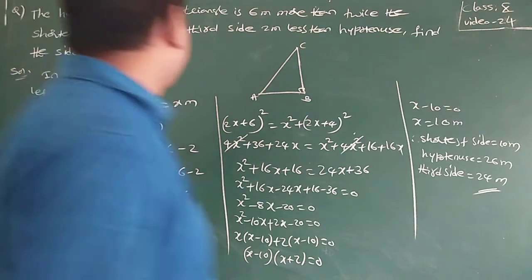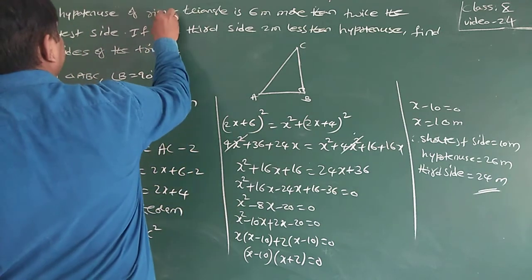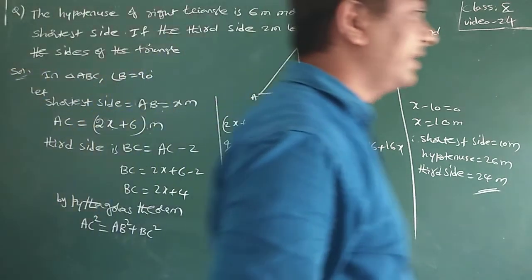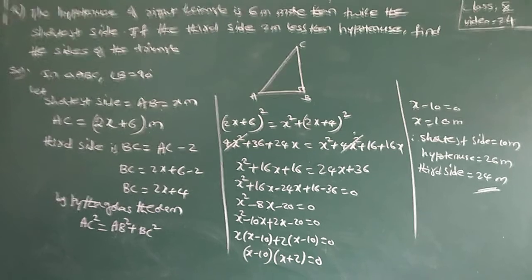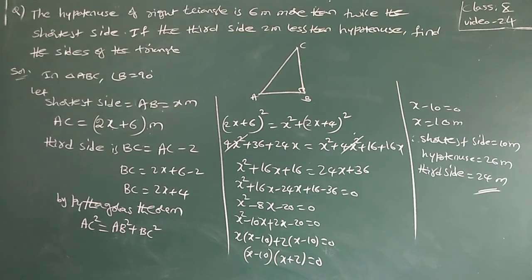The hypotenuse of the right angle triangle is 6 meters more than twice the shortest side. Let us assume that the shortest side is x meters. Then hypotenuse AC is equal to 2x plus 6. Then the third side is 2 meters less than the hypotenuse, meaning 2x plus 6 minus 2, that is equal to 2x plus 4. Now I apply the Pythagoras theorem: AC square is equal to AB square plus BC square.